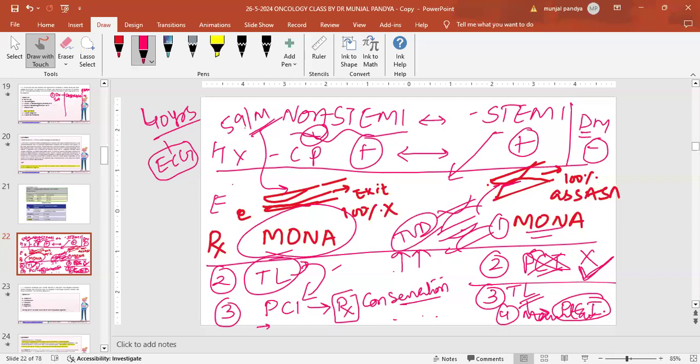So PCI, but if PCI is not available, then you go for the thrombolytics and do the maintenance treatment like lifelong clopidogrel. So this is how it works, right? So Dr. Iram, I think you got my concept, right? What I'm basically trying to explain to you or everybody, right?